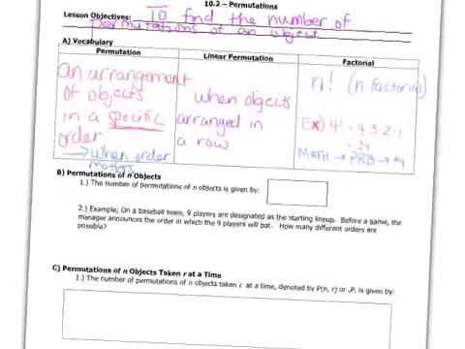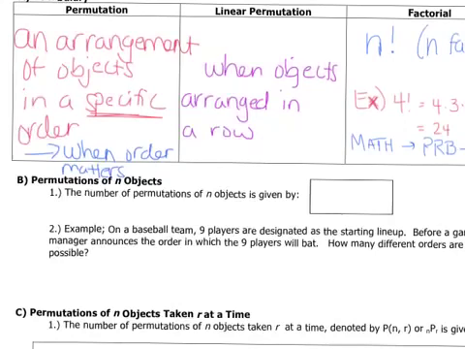All right, so let's talk about how to find permutations. It's going to involve the factorial. The number of permutations of n objects is given by n factorial. So back to my example, how many arrangements of 4 books can you have? Well, that would be 4 times 3 times 2 times 1. So there would be 24 different ways that you can arrange 4 books.